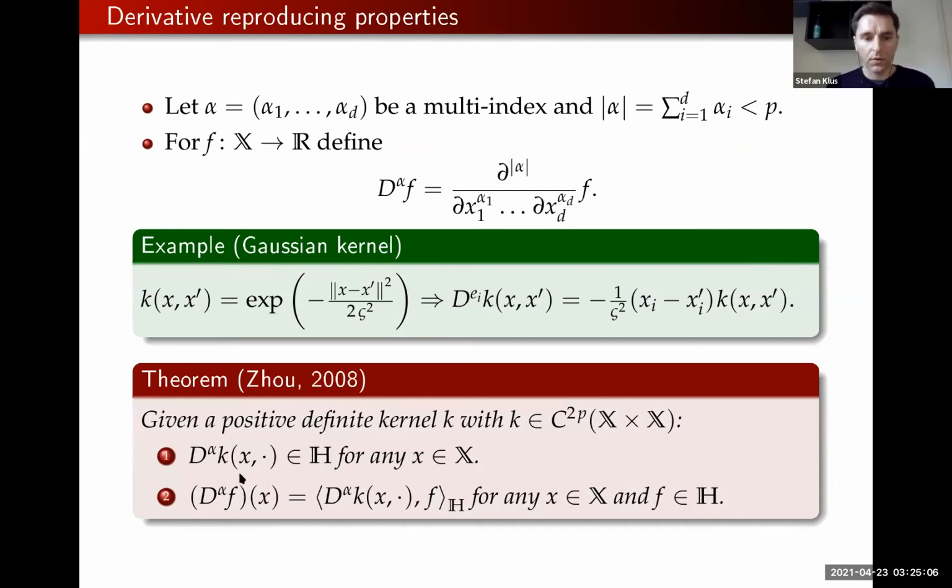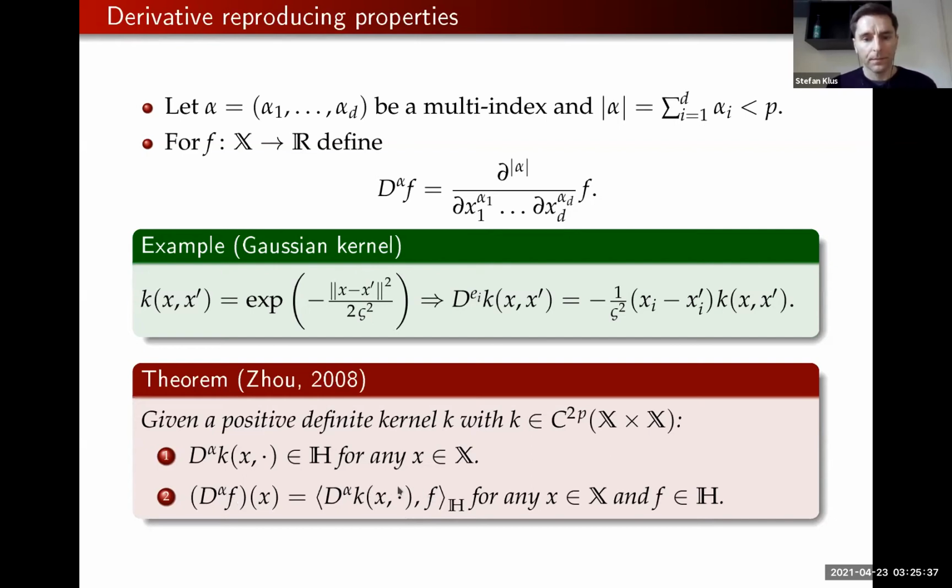You can also express derivatives. Maybe I should briefly explain the notation here. So alpha here is a multi-index, and we want to compute the derivative of this function with respect to this multi-index alpha. And we can express again these derivatives in terms of inner products. We can write this as an inner product, where now this differential operator is applied to the kernel, and the inner product with this function f again. So this is again this reproducing property.